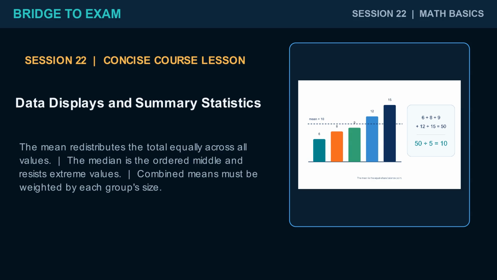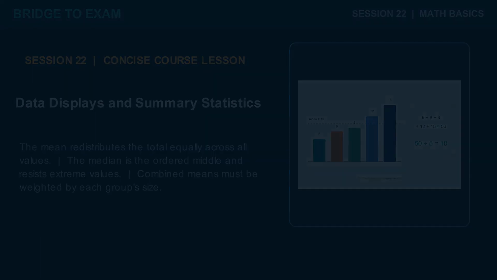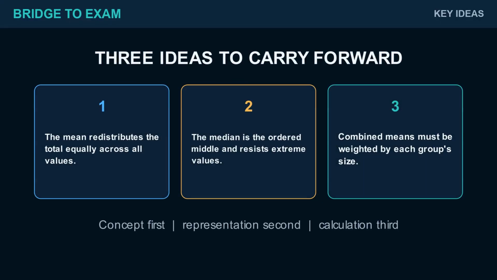By the end, you will be able to do the following: calculate and interpret mean, median, mode, and range. Find missing values and combined means. Read bar charts, line graphs, and tables. 3 ideas organize the lesson.